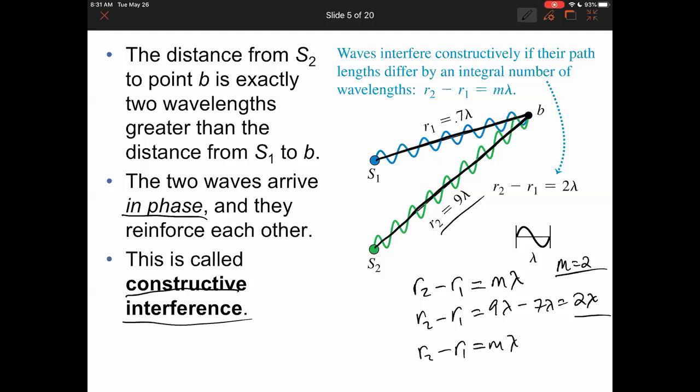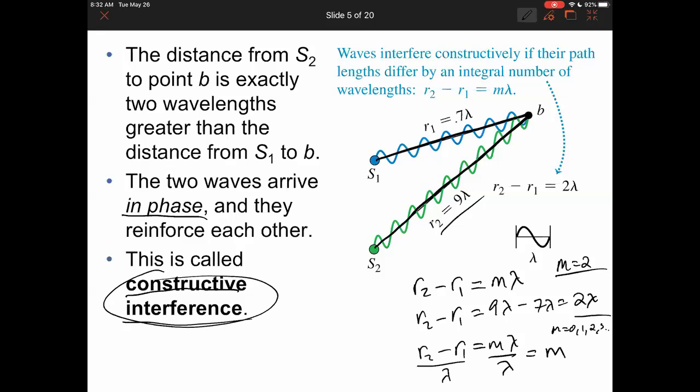The way we can figure out if it's in phase or constructive interference is if we divide both sides by wavelength and solve for M. So R2 minus R1 divided by lambda will give you M equals 0, 1, 2, 3, and so on, if this is a constructive interference. That means we're going to get M equals 0, 1, 2, 3, 4, 5, 6, 7, 8 every time we get a constructive interference.